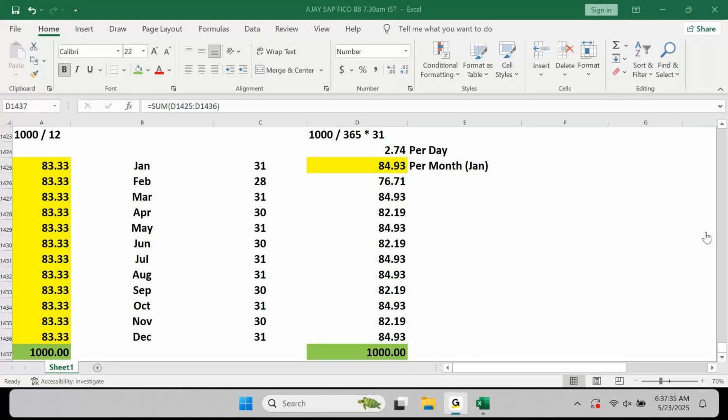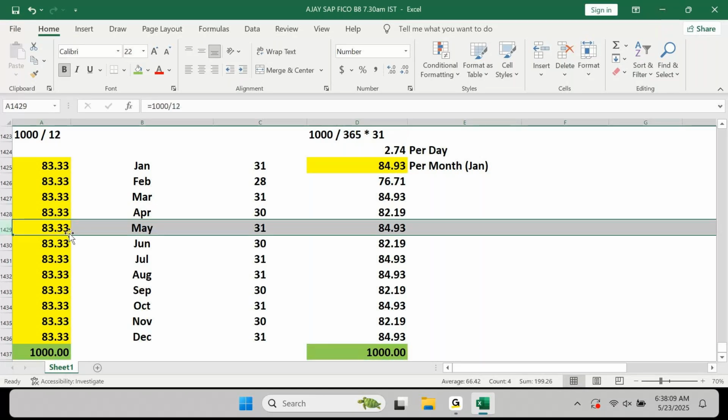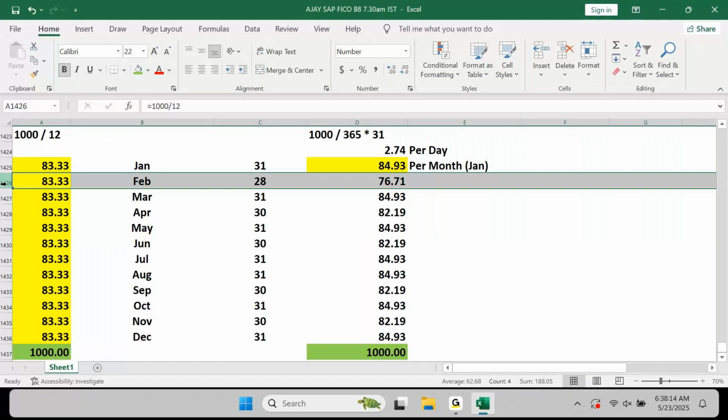Meaning we need to understand how we are calculating the depreciation per annum and how we are splitting this depreciation into per month, and how the system is calculating the value. Though you are not taking the same amount in every month, still your annual depreciation is the same. There is no excess amount, no shortage amount. It is exactly 1000.00. Even though May month is 84.93 and February month is only 76, overall there is the same amount, 1000.